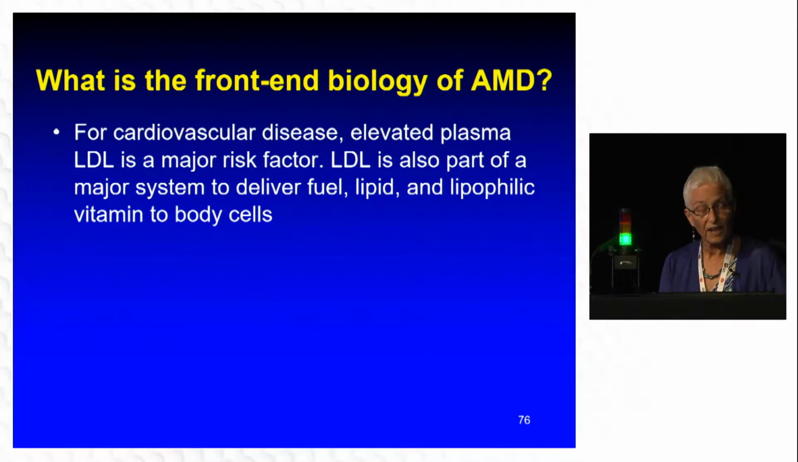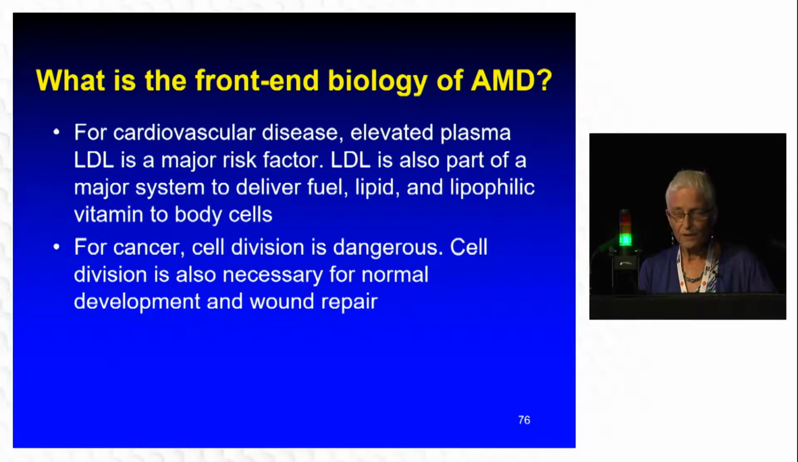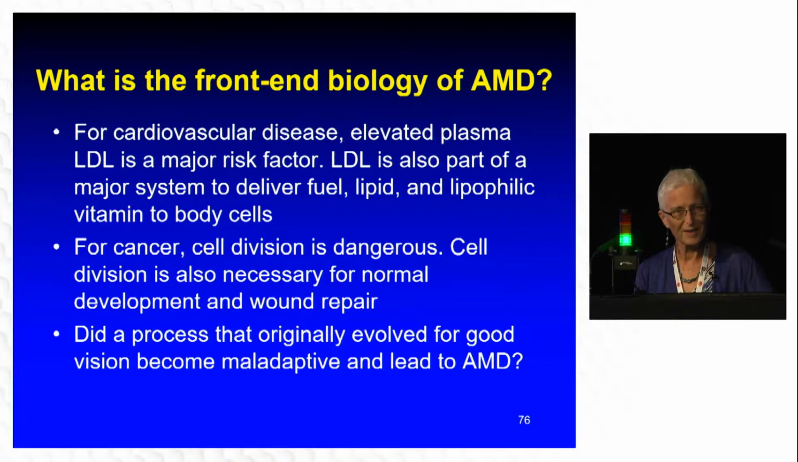If you consider cancer, cell division would be considered dangerous, but cell division is also necessary for normal development and wound repair. So we actually want cell division to go on in our bodies. So the question I want to address is, is there a process that originally evolved for good vision, and did that become maladaptive and lead to AMD? And I thank the preceding speakers for laying a nice groundwork on that.